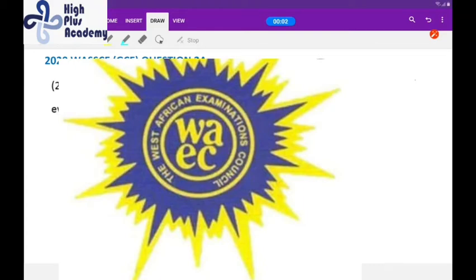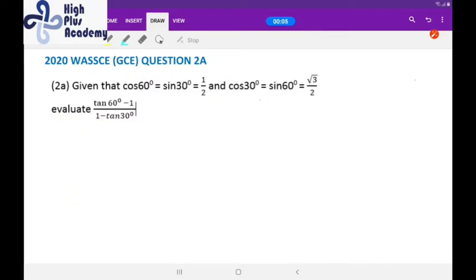Hello everyone. We started solving 2020 WASSCE GC series questions from question 1 and we have come to question 2a. Look at the question. Given that cos 60 degrees equals sin 30 degrees, and that equals a half, and we have cos 30 degrees and sin 60 degrees equals root 3 over 2. Evaluate tan 60 degrees minus 1 over 1 minus tan 30 degrees.